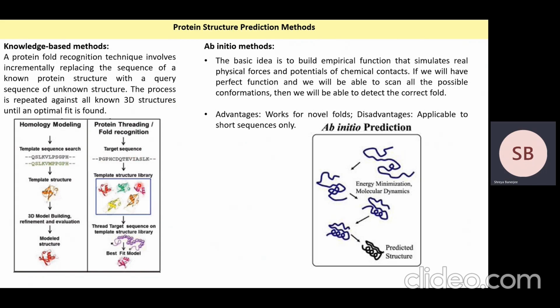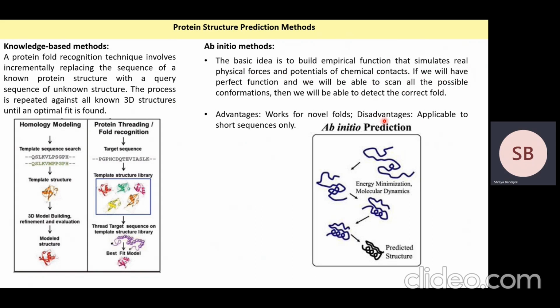Next, the sequence and the structure are matched such that you get the sequence corresponding to the structure that we want, and the sequence that is best fitting to the structure that we want is the predicted structure. The other method is the ab initio method. The basic idea is to build an empirical function that simulates real physical forces and potentials of chemical contacts. If we had the perfect function and were able to scan all the possible conformations, then we would be able to detect the correct fold.